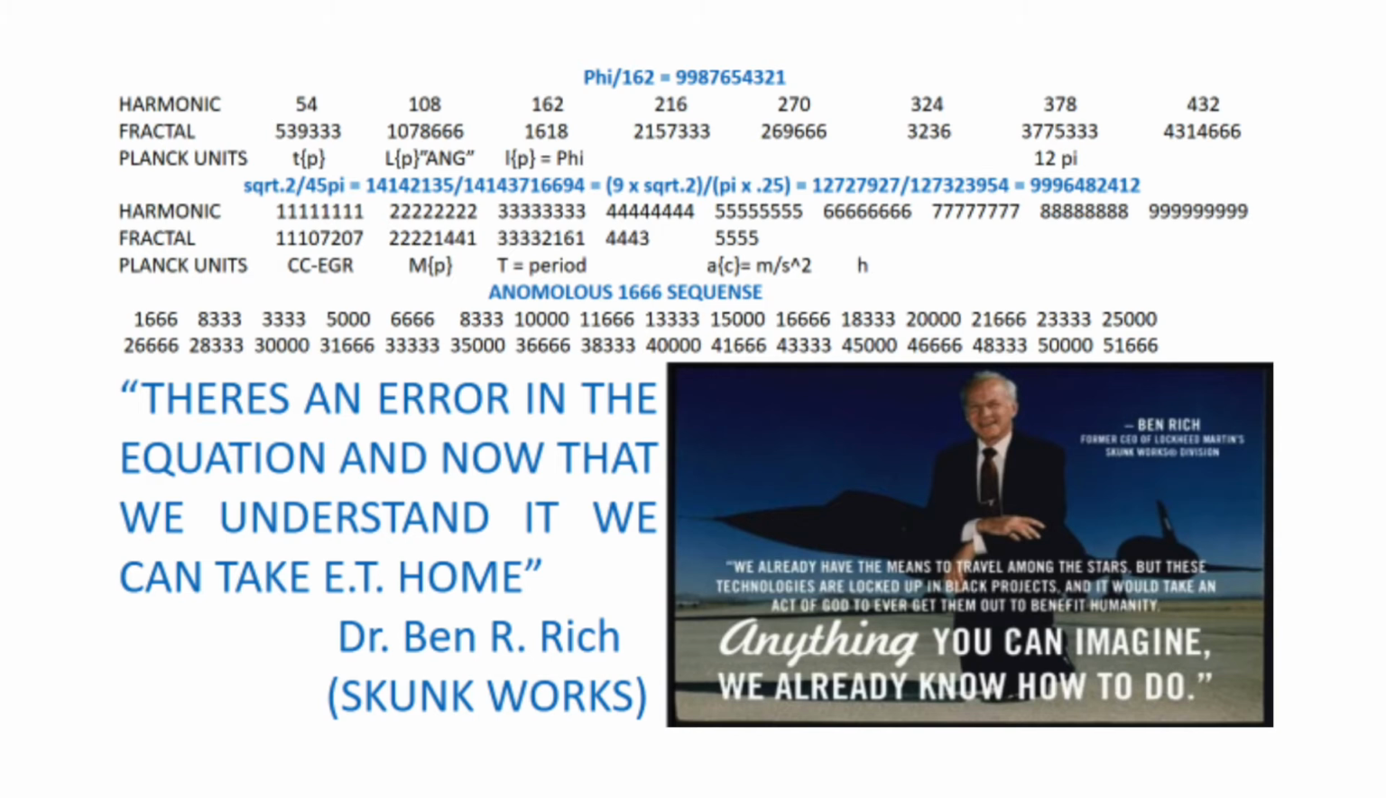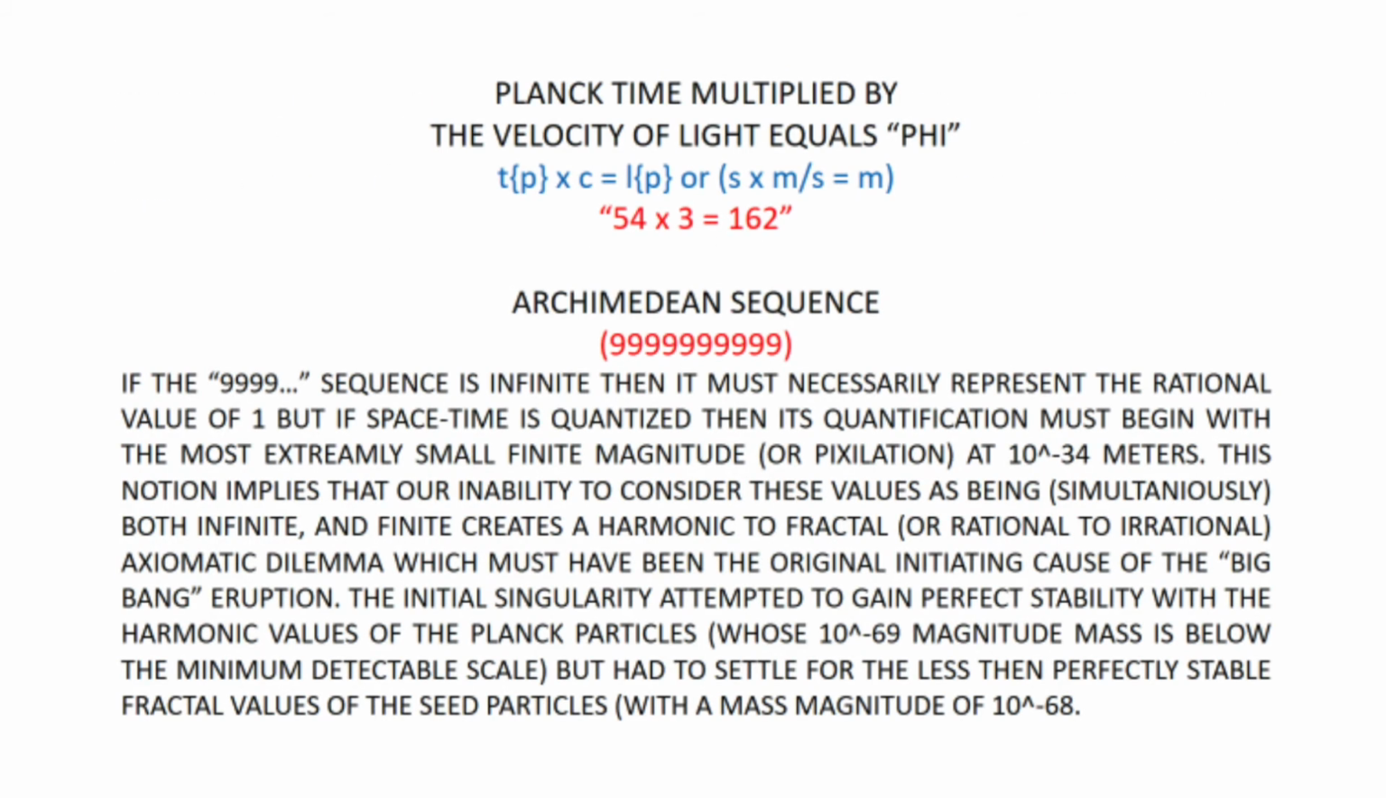Dr. Ben Rich's so-called error in the equation cryptically refers to the approximate but nearly equal stability values between the fractal and harmonic progressions, which together creates the proposed mathematical base code. Most importantly, the fractal phi value of 1618 corresponds to the harmonic value of 162, or 54 times 3, where Planck time multiplied by the velocity of light equals the Planck length.